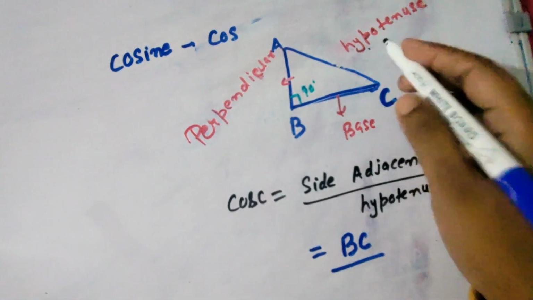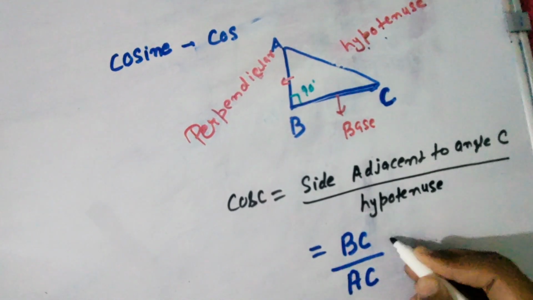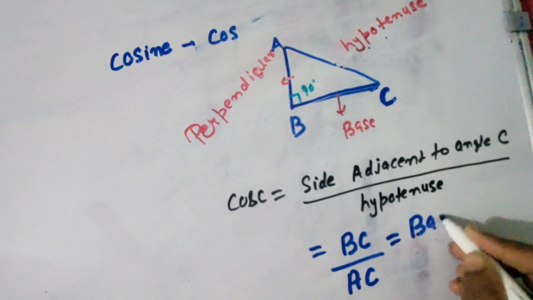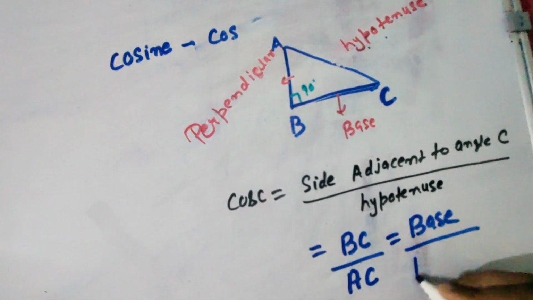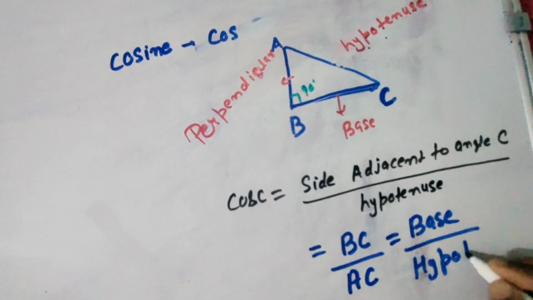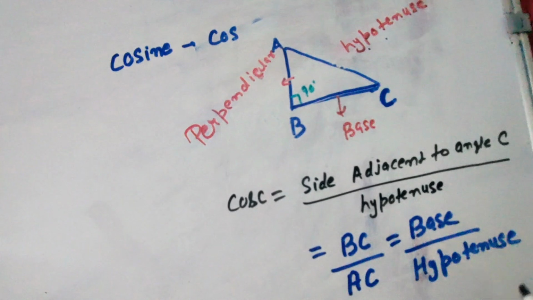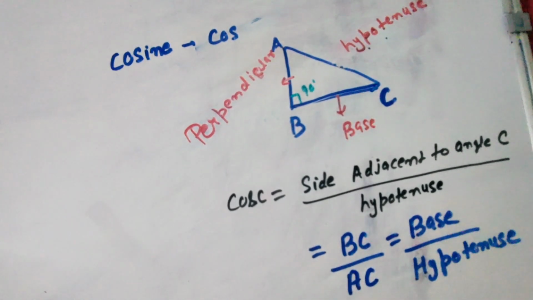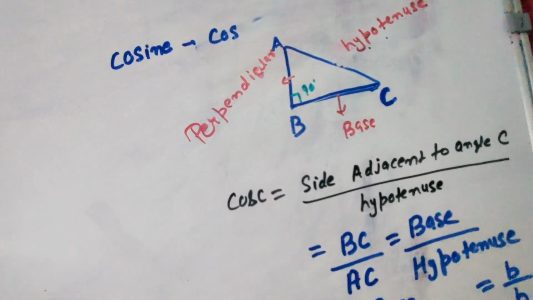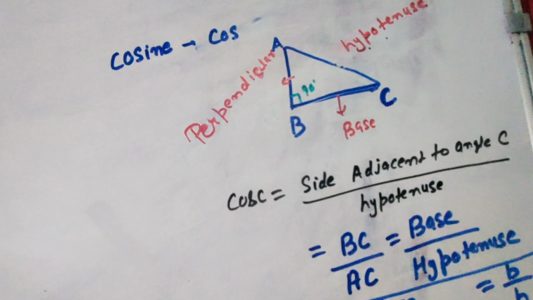BC and hypotenuse is what? AC. BC is what called? Base. And AC is what called? Hypotenuse. Cos C formula is what? Base by hypotenuse. Base you put small b and hypotenuse put h. Cos C formula is base by hypotenuse.